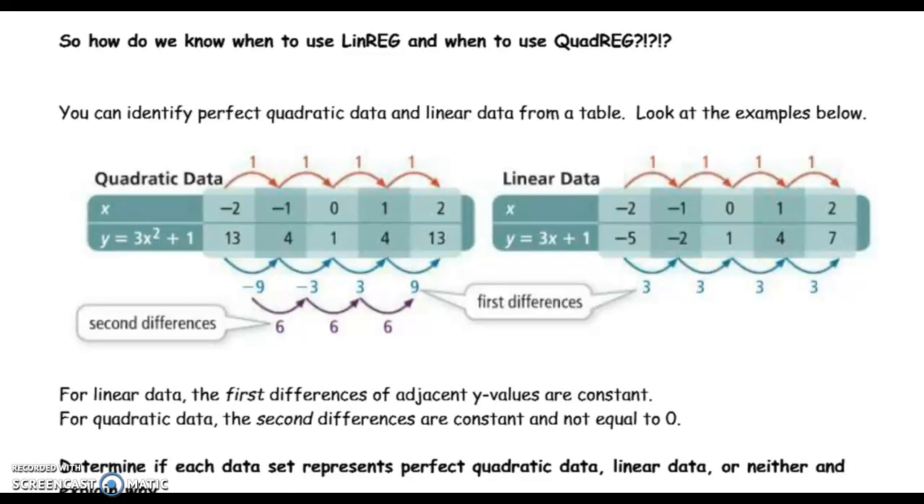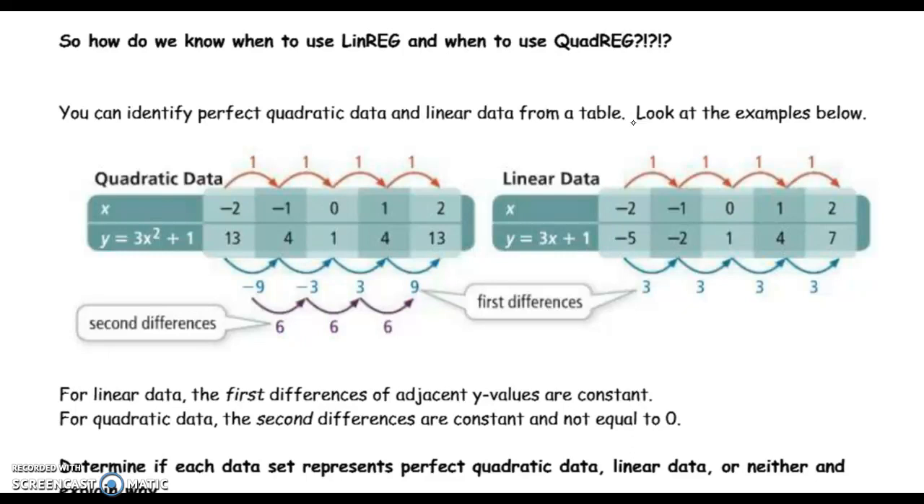So how do we know when to use linreg or quadreg in our calculator? Basically, we want to know when looking at a table of values, how do I know whether the information here is representing a quadratic function, involving x squared, which would give me the shape of a parabola, or is the information a linear function, giving the shape of a line?